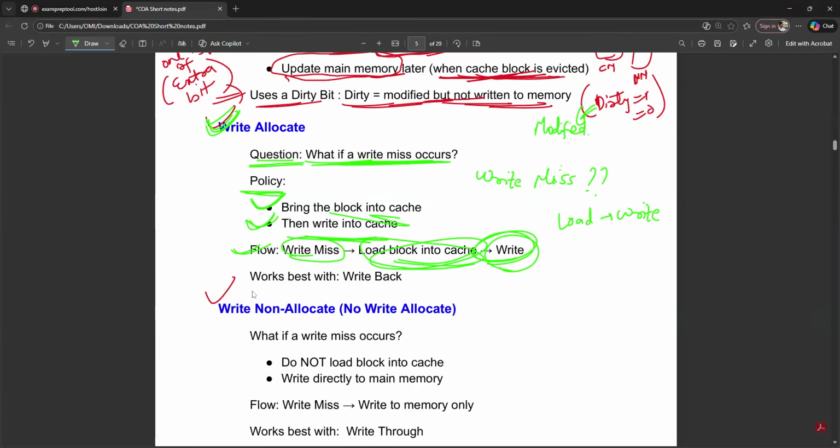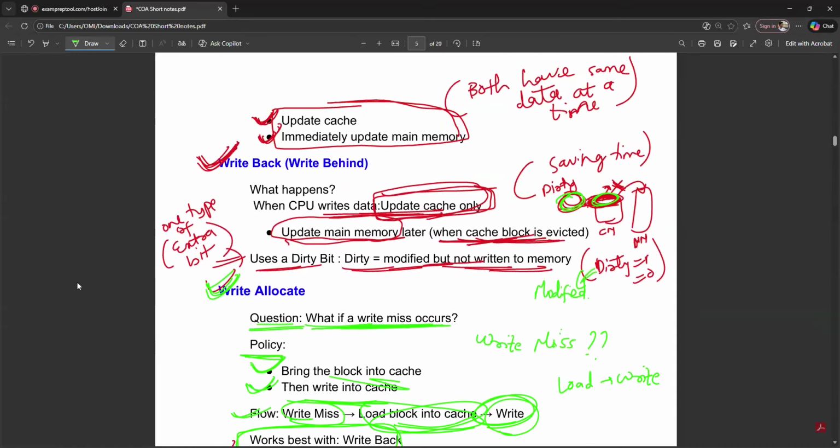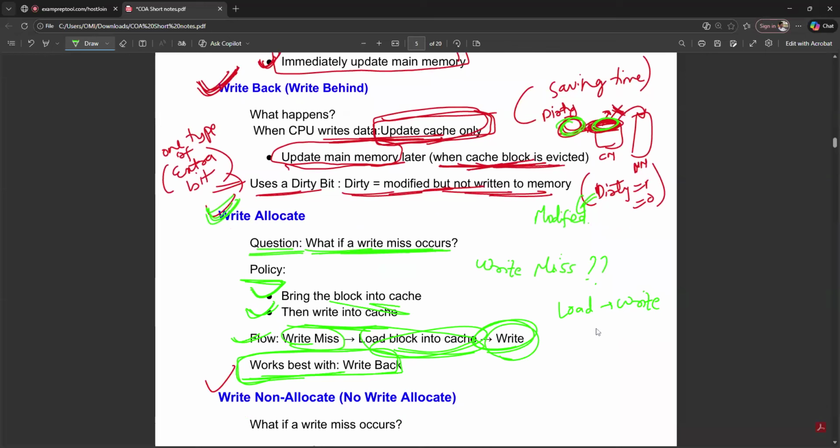So it works best with write back, right? This is write back. First you load into the cache and write it, but don't write in the main memory. Because write back means don't write in the main memory, to save the time.